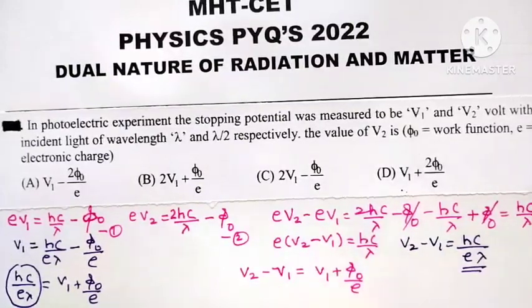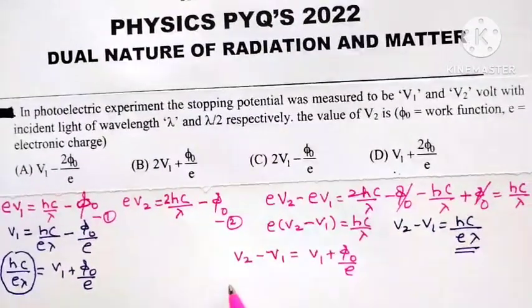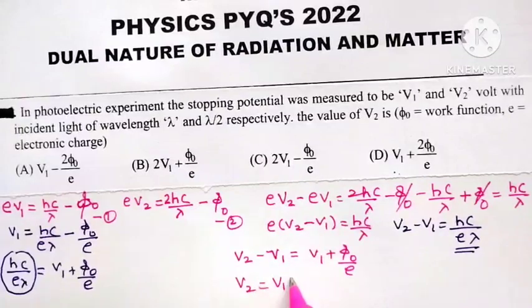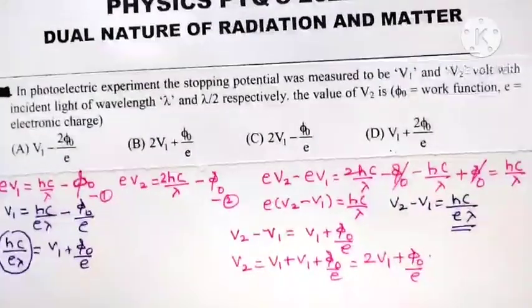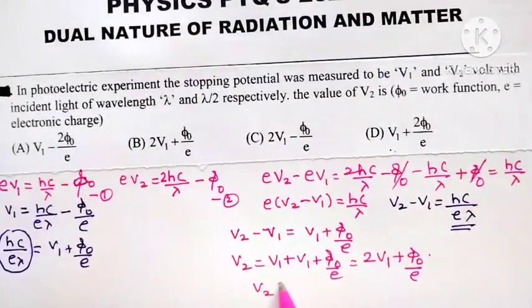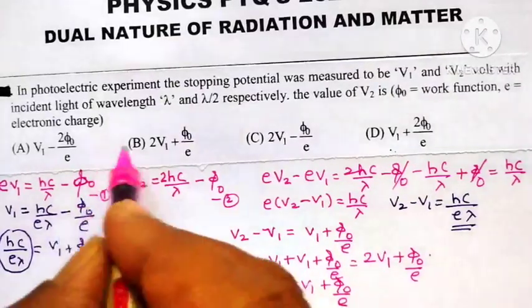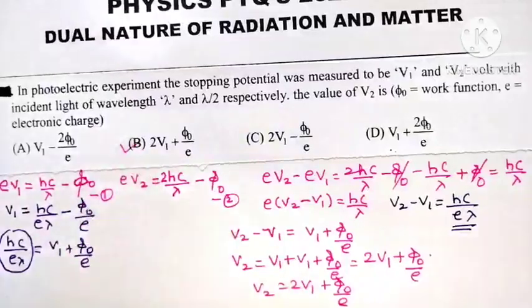This minus V1 will be taken to the right hand side. So we will get V2 is equal to V1 plus V1 plus phi 0 divided by e, or it is equal to 2 times V1 plus phi 0 divided by e. So we have the final answer: V2 is equal to 2 times V1 plus phi 0 divided by e. So which option is correct? Option B is the correct option for this question.